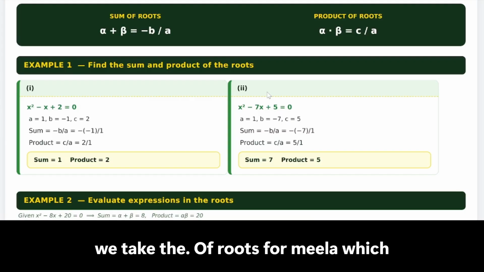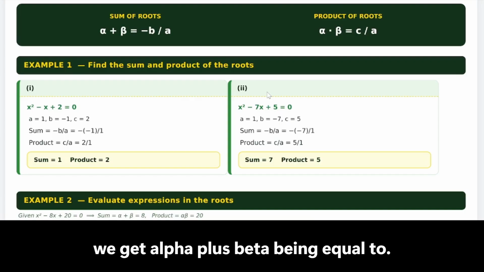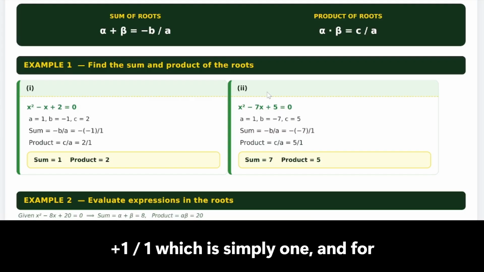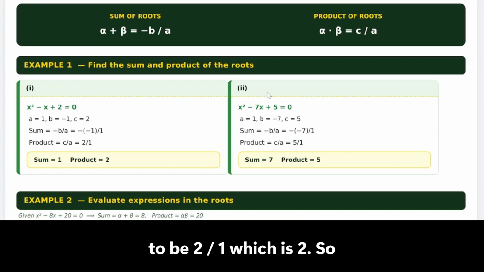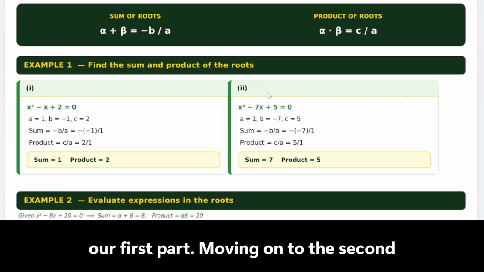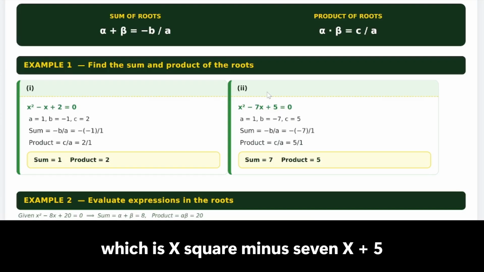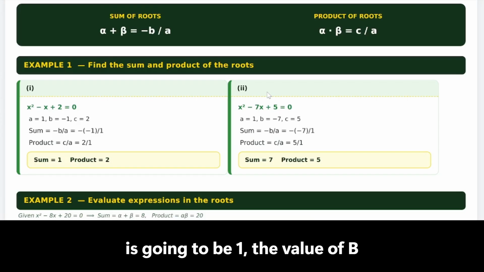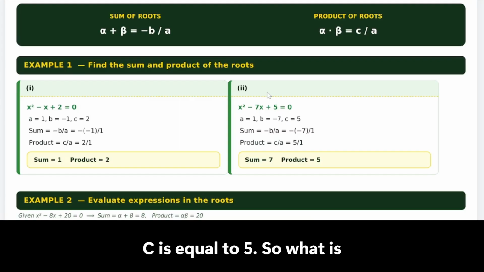So if we take the sum of roots formula, which is minus b over a, and place our values, we get alpha plus beta being equal to positive 1 over 1, which is simply 1. And for the product of roots c over a, it's going to be 2 over 1, which is 2. So we found the sum and product of roots for our first part. Moving on to the second part, here we have a quadratic equation, which is x squared minus 7x plus 5 being equal to 0. So the value of a is going to be 1, the value of b is going to be negative 7, and the value of c is equal to 5.